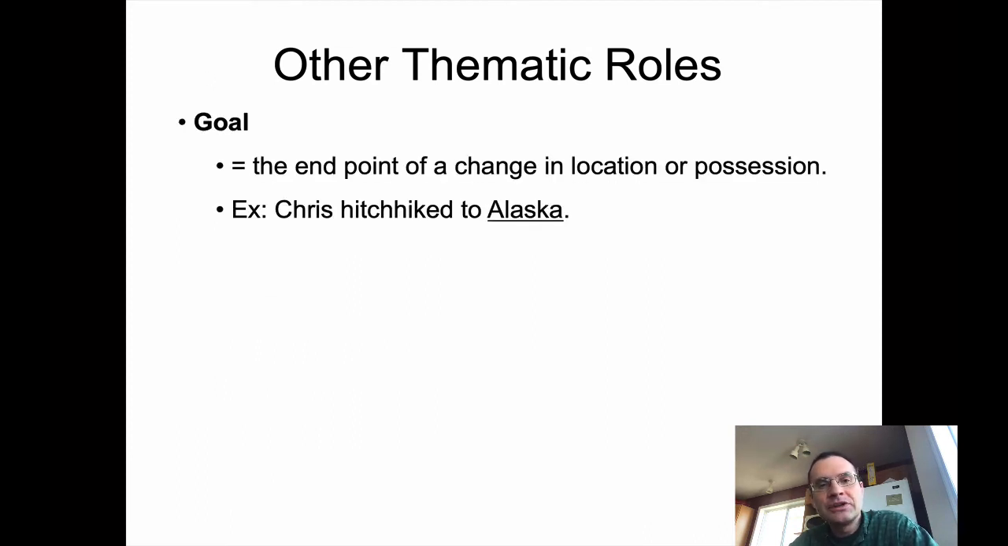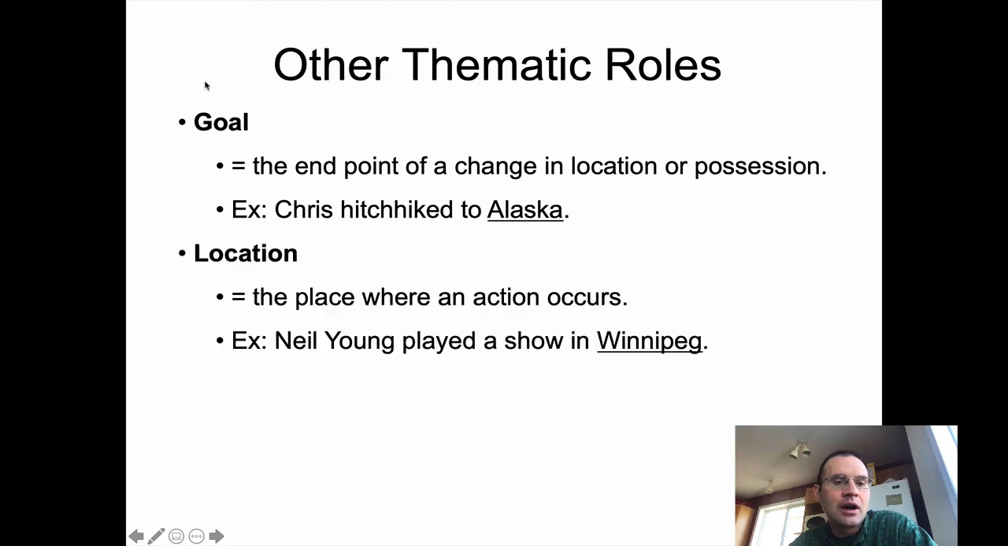There's also a goal, which is the endpoint of a change in location or possession. So Chris hitchhiked to Alaska. That's where he was going. And then there's a location, which is slightly different. That's a place where an action occurs. So Neil Young played a show in Winnipeg. He's not going to Winnipeg. He's already there. That's just a location in terms of how it plays a role in the sentence.